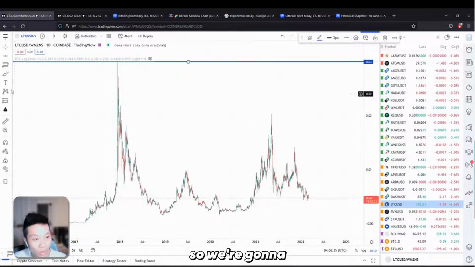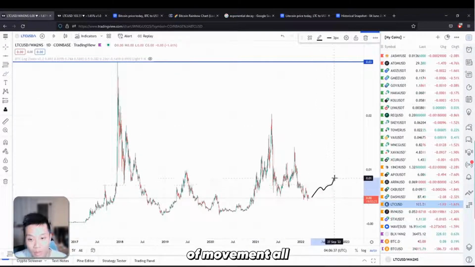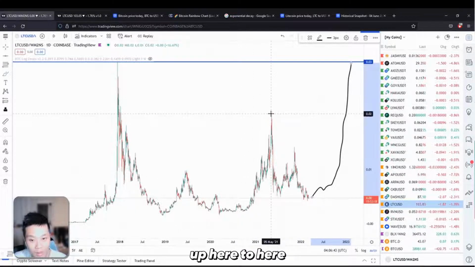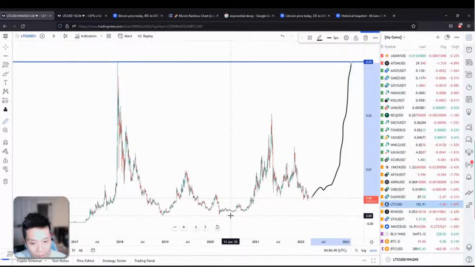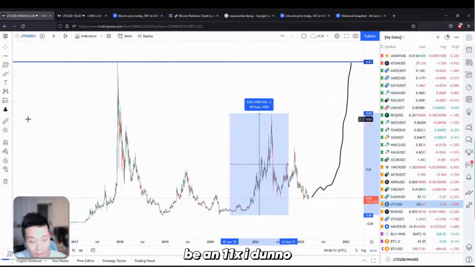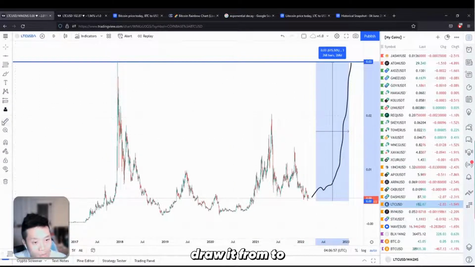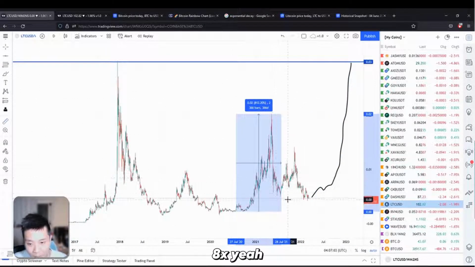So we're going to do some sort of movement all the way up here, and this would be equivalent to going up here to here. If we measured it from here to here, that would be the same sort of percentage gain. So let me try to measure it from here to here. That would be an 11x. I don't know if it's going to be that much this time around. 6x. So let me just draw from here to here. 6x, 7x, 8x. Yeah, that seems about right.